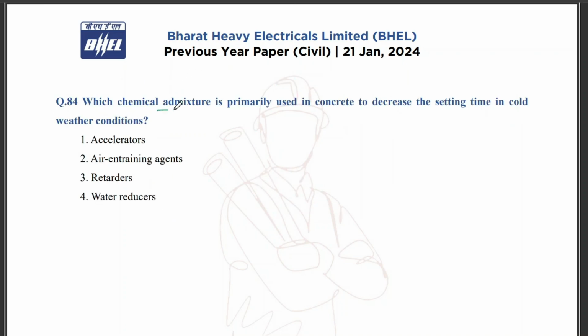84. Which chemical admixture is primarily used in concrete to decrease the setting time in cold weather conditions? So here we use accelerators, because this is the chemical admixture used in concrete to decrease the setting time and increase early strength gain in cold weather conditions. In cold areas, the low temperature slows down the hydration process of cement, delaying setting time and strength development. So we use accelerators to speed up the concrete hydration.